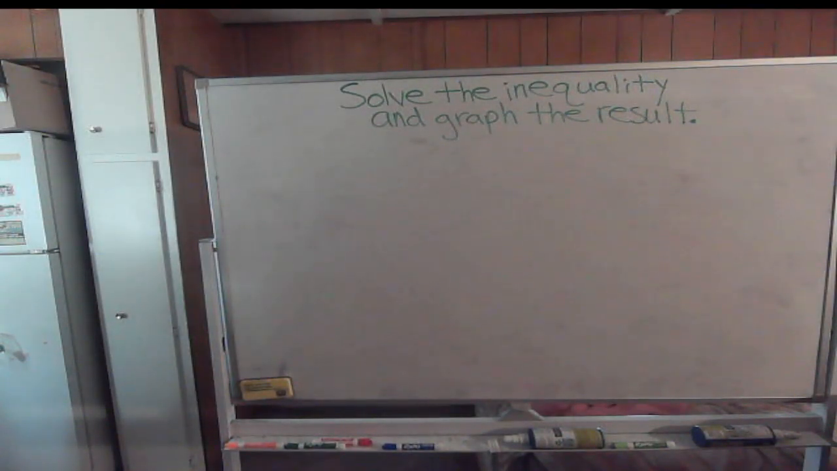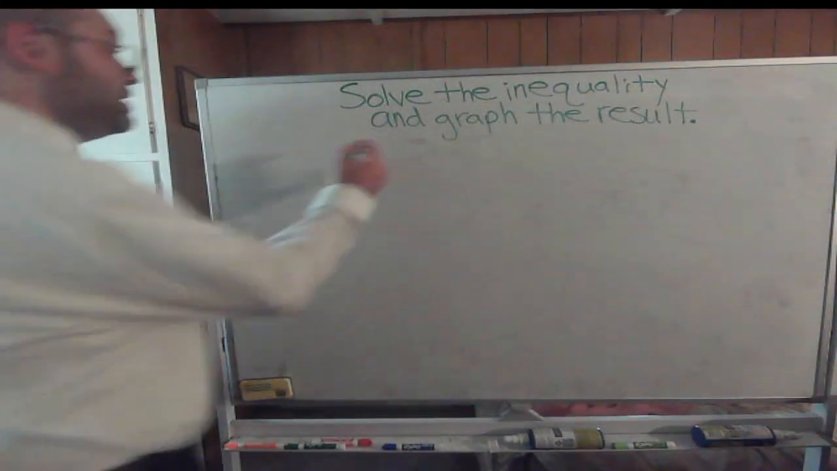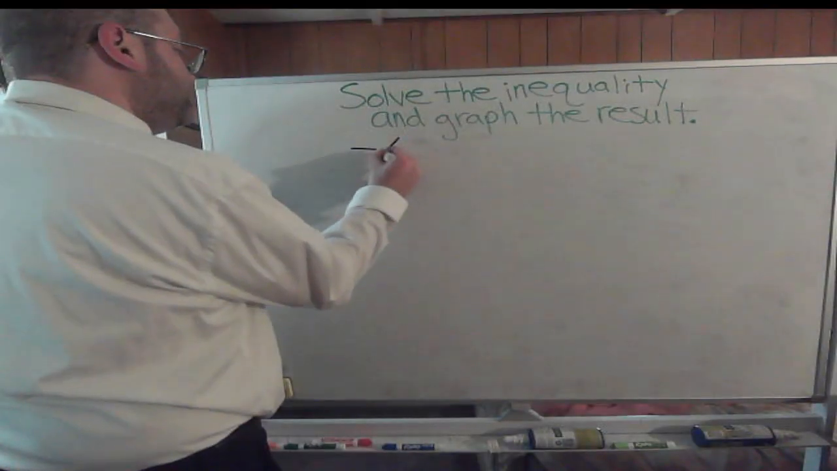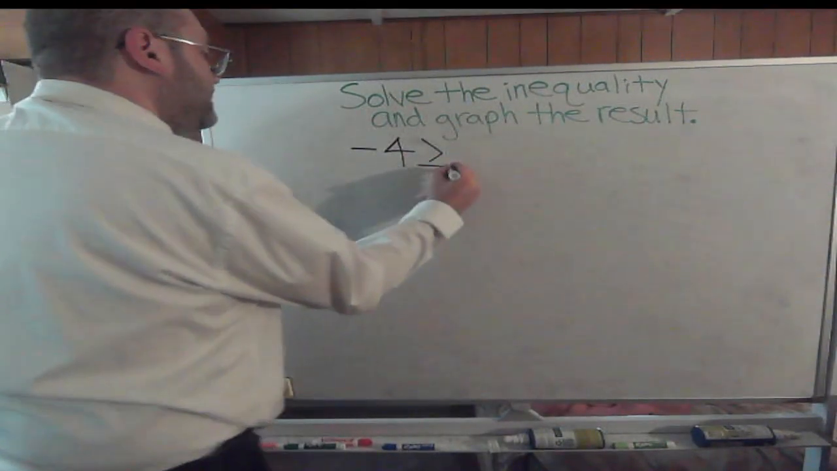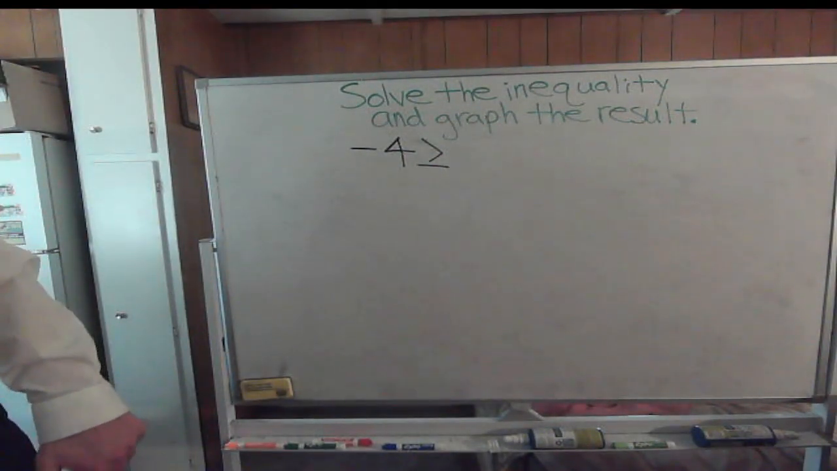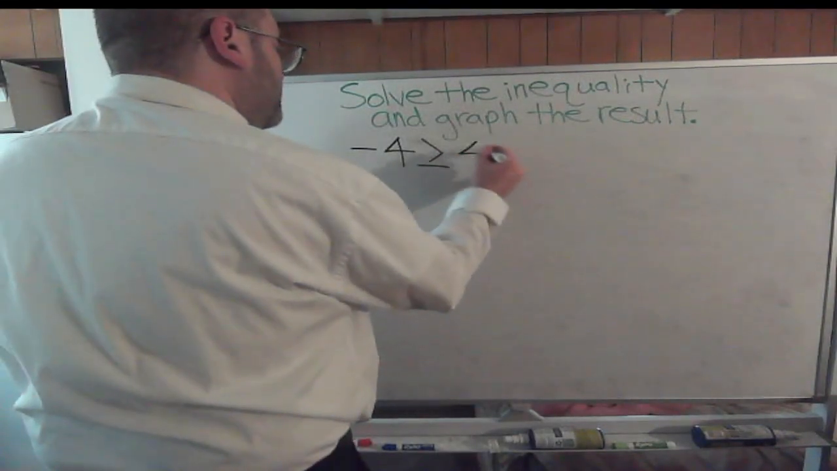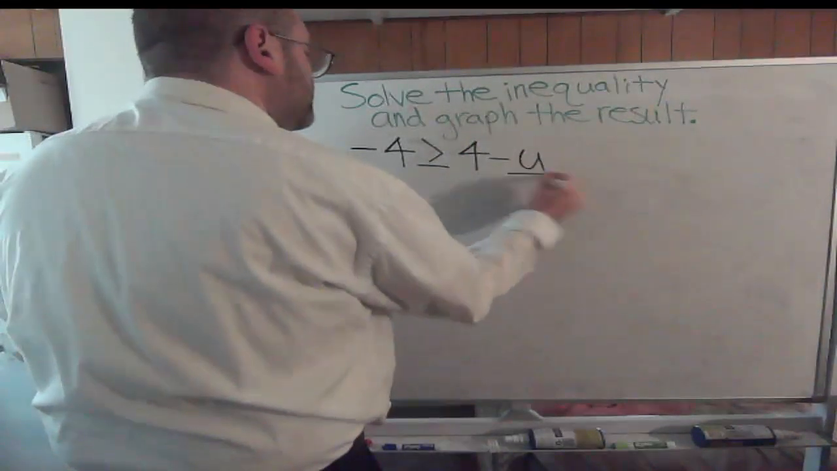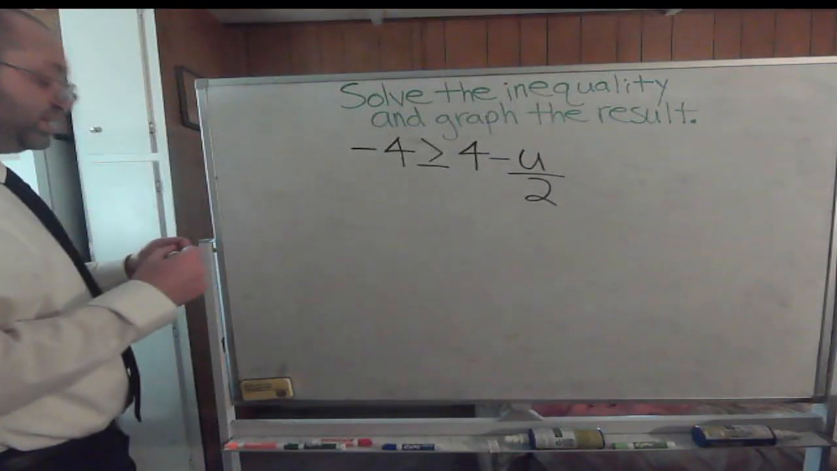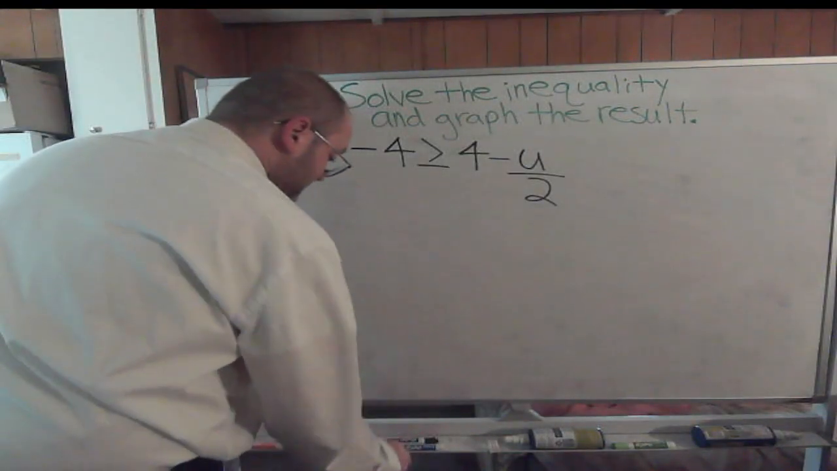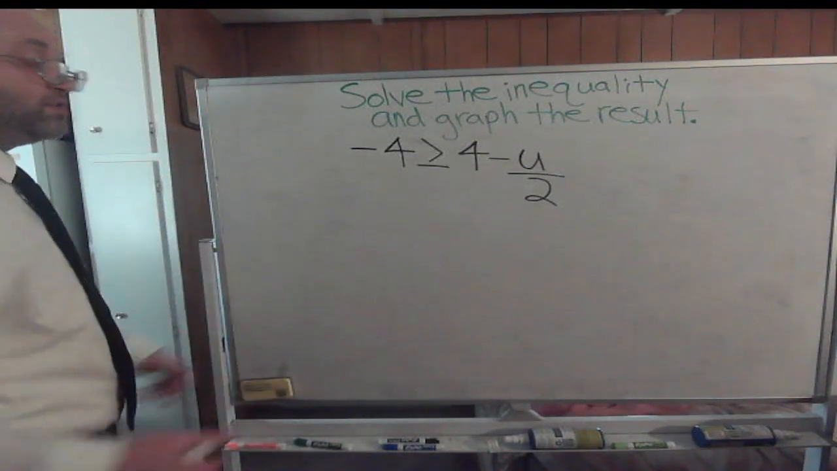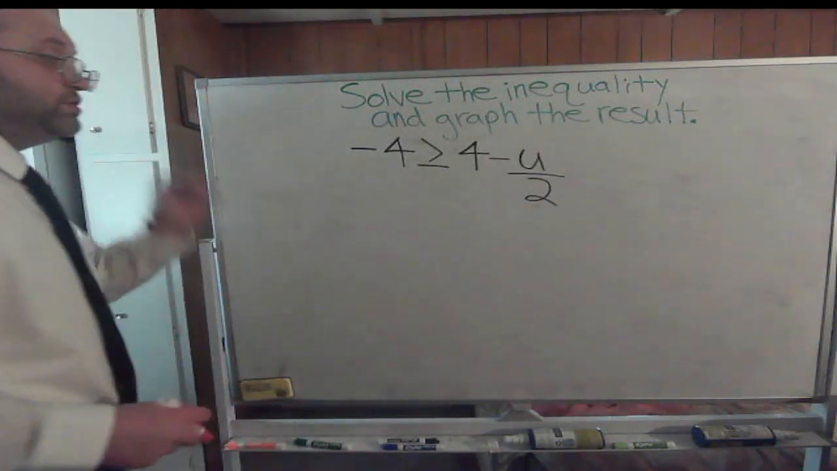I want to do a couple more. There's a couple more I'd like to do, then we can call it good. So we have negative 4 is greater than or equal to 4 minus u over 2. That one looks like a mess. We have negative 4 is greater than or equal to 4 minus u over 2.